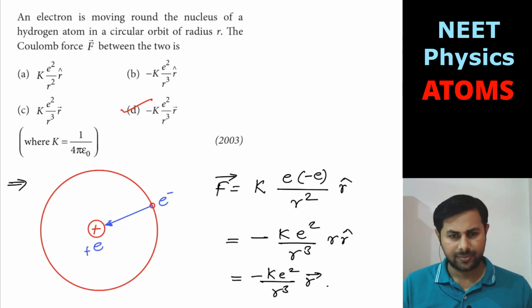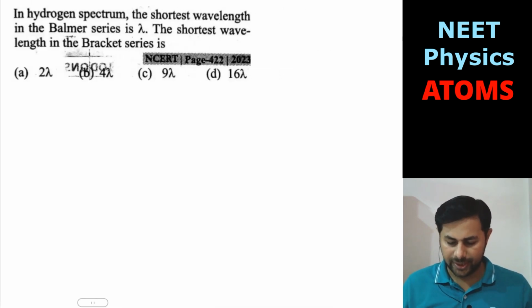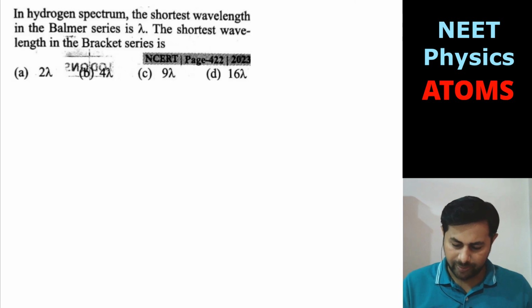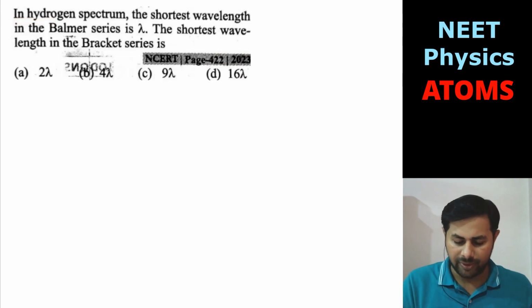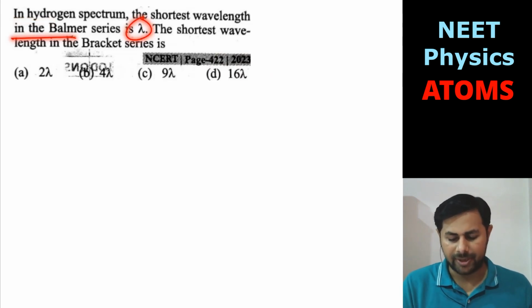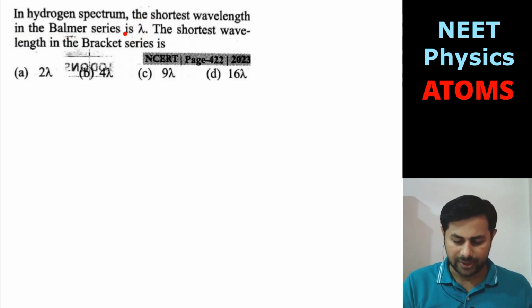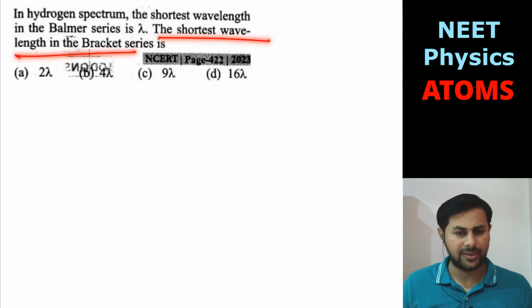Right? All right, it's very simple, right? Let's see next one. This one is from NEET 2023. In the hydrogen spectrum, the shortest wavelength in Balmer series is lambda. The shortest wavelength in Brackett series is?